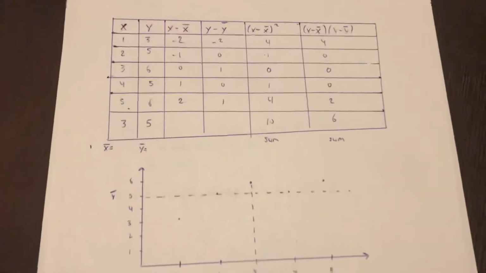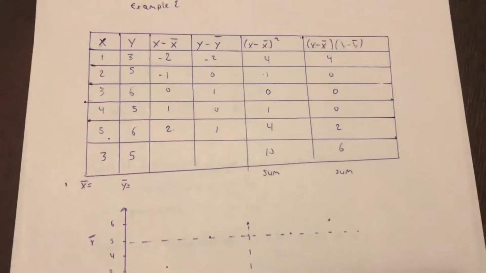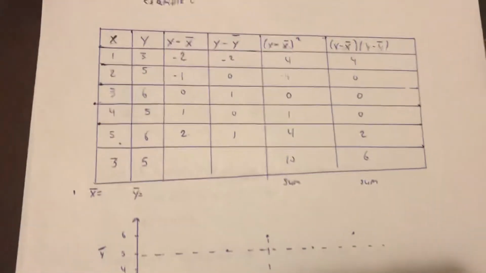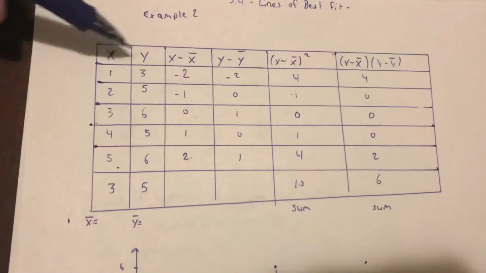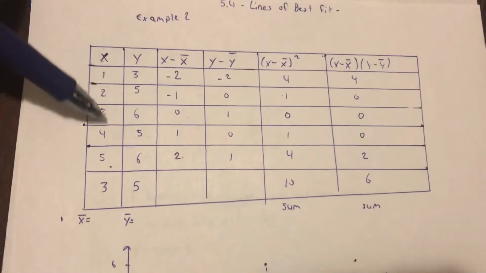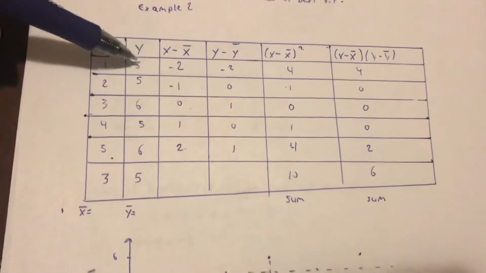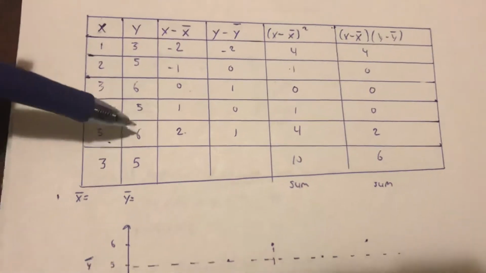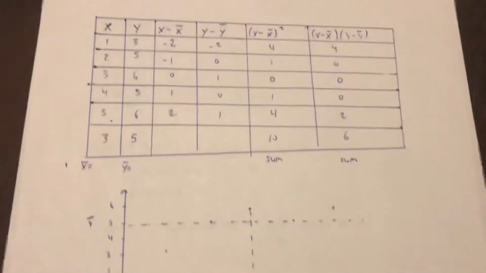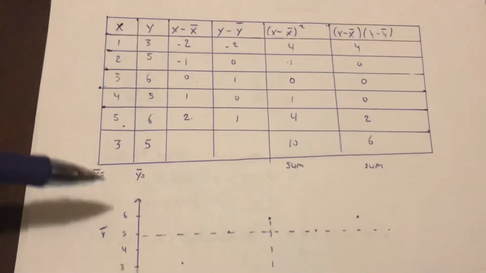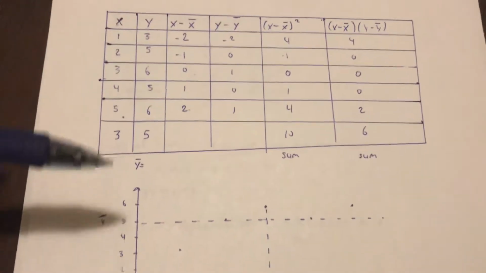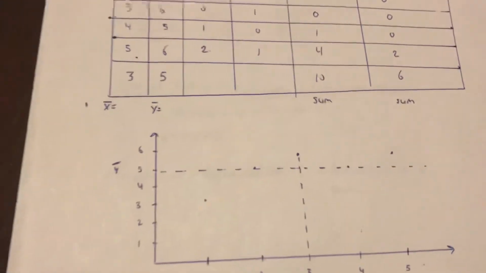So what I have here is a table with a bunch of different points. We have our x and y values. We have x values of 1, 2, 3, 4, and 5, and then y values of 3, 5, 6, 5, and 6. Now, what I would like to demonstrate to you is how to solve for your line of best fit, for your gradient line, for your line of regression.